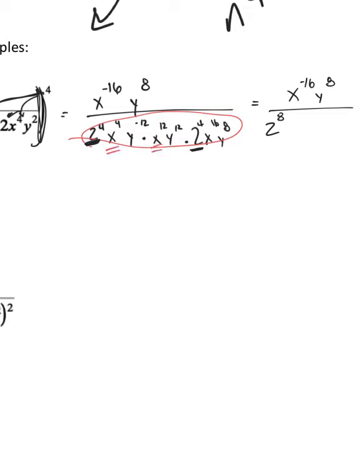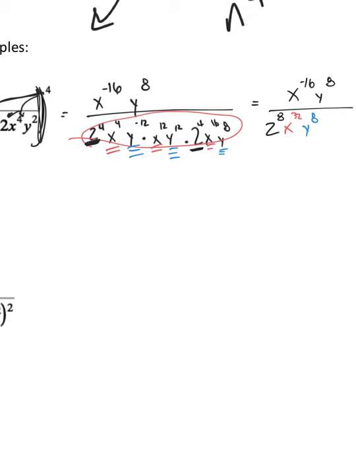X, adding all those exponents, 4 plus 12 plus 16. That is x to the 4 plus 12 is 16 plus 16, so that's x to the 32nd power. And then we would have y to the negative 12 plus 12, that's 0, y to the 0, and then plus 8, so y to the 8th.